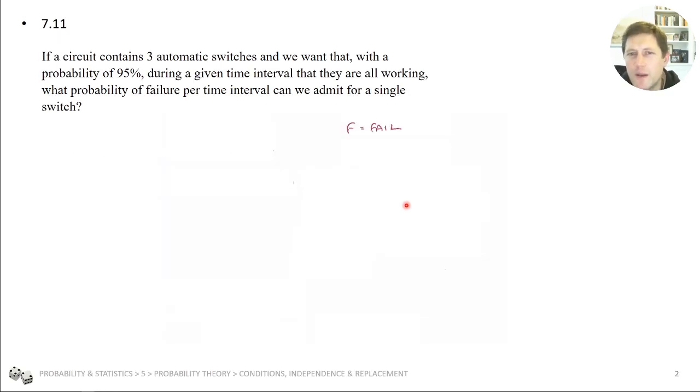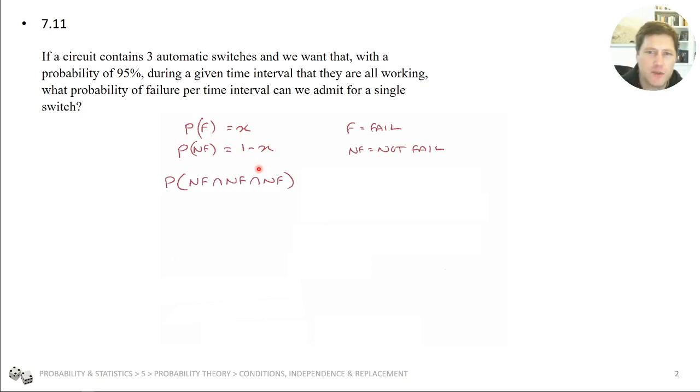Okay. So we need to define our terms. The events are F is fail or NF is not fail. And we can define the probability of it failing within a time period, this is a single switch failing within a time period, as X. And therefore the probability of it not failing, that's the complement of it failing, that's equal to 1 minus X. And now the system that we've got has 3 switches in it, and we want to know that the probability of them not failing will be 95%.